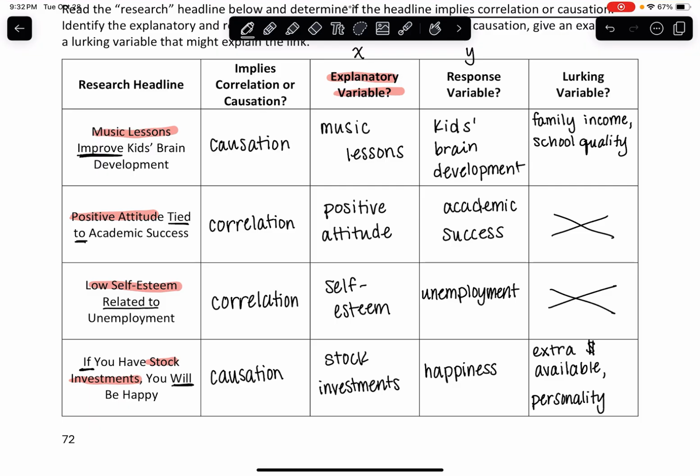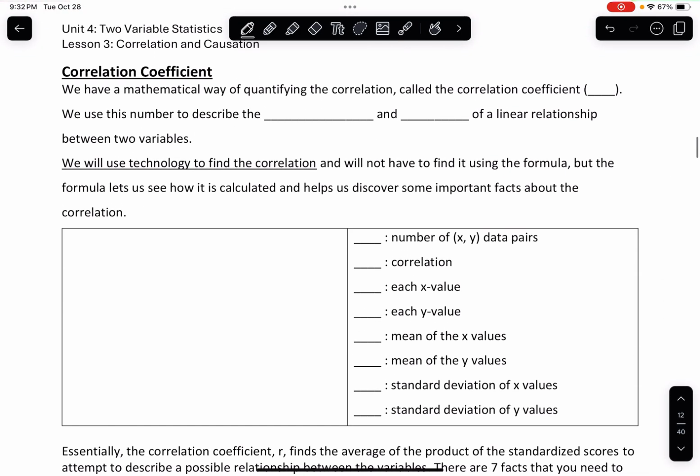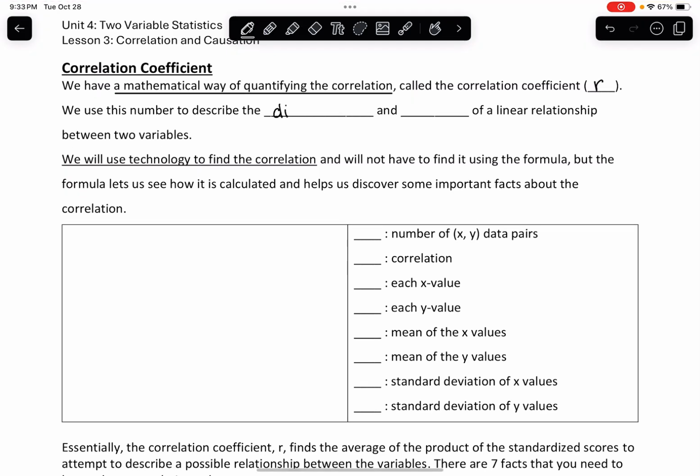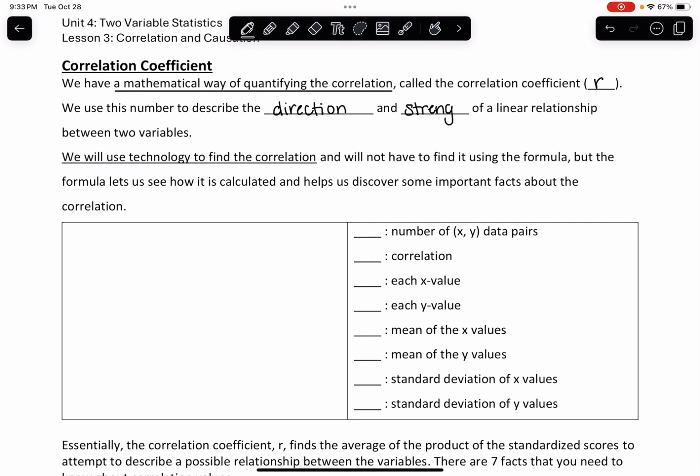So that's identifying correlation versus causation in a headline or in a given study that we're looking at. When we talk about correlation, that is our primary focus of this unit when we're looking at scatter plots. We have a mathematical way of quantifying the relationship, and we call it the correlation coefficient. We represent it with a lowercase r. We use this number, the correlation coefficient, to describe the direction and the strength of a linear relationship between two variables.